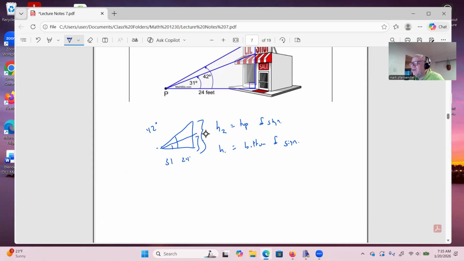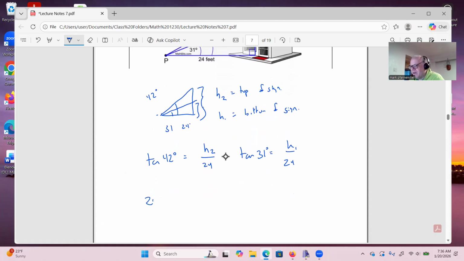So we're going to say, again, we have an opposite, we have an adjacent. We're going to say that's tangent. So we have tangent of 42 degrees is equal to H2 divided by 24. In the same breath, tangent of 31 degrees is equal to H1 divided by 24. So we're going to figure out what H1 and H2 are. H2, that's going to be 24 times the tangent of 42 degrees. And 24 times the tangent of 31 degrees is equal to H1. And then we have to figure out what H2 minus H1 is.